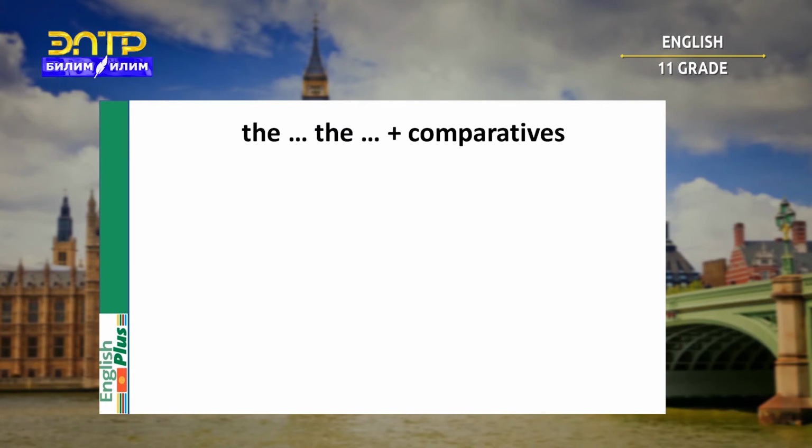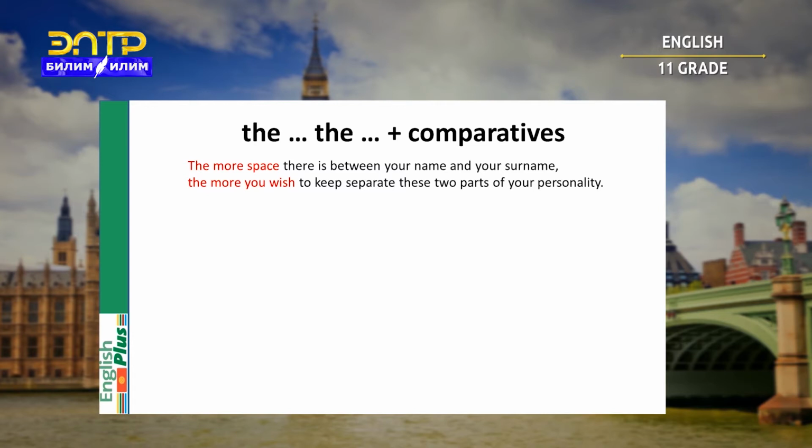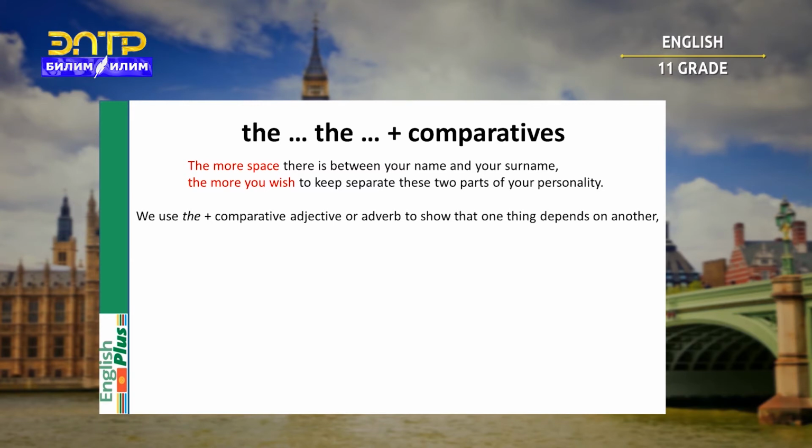Today we are going to talk about usage of the with comparatives. Let's look at our sentence from the text. The sentence is, the more space there is between your name and your surname, the more you wish to keep separate these two parts of your personality. When do we use the? We use the with comparative adjective or adverb to show that one thing depends on another.